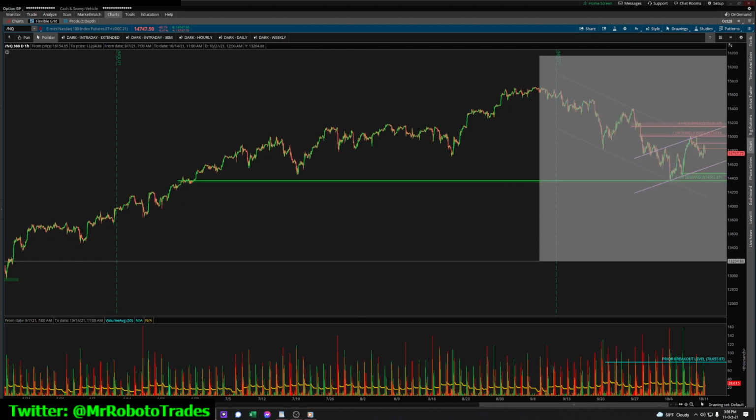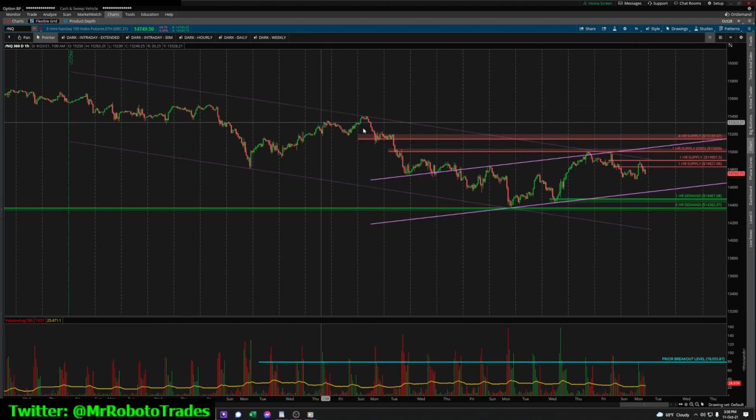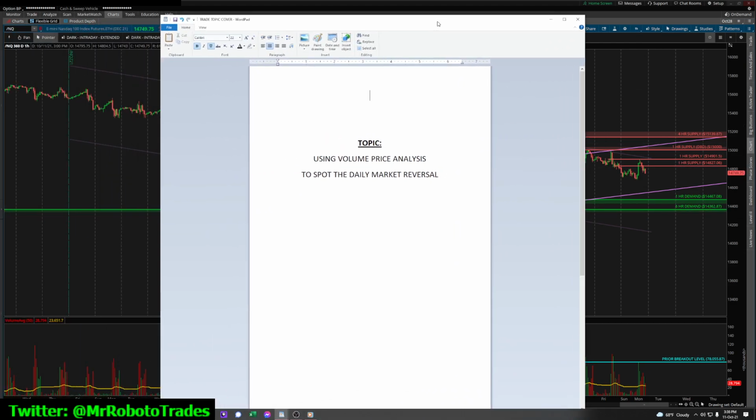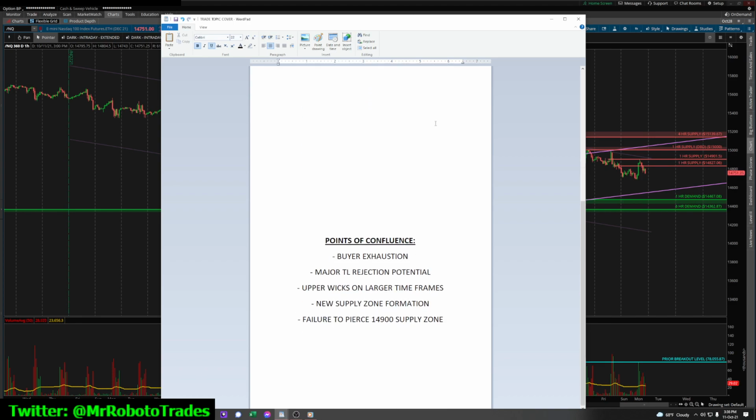So here's this upper trend line all the way down to here. And the fact that we are butting up against it, again, that's another point of confluence and another point that suggests to me there's a potential reversal coming into the market, right? So that's it. That's just how I do my analysis throughout the day. You're doing this analysis on the fly. Again, points of confluence, there was buyer exhaustion.